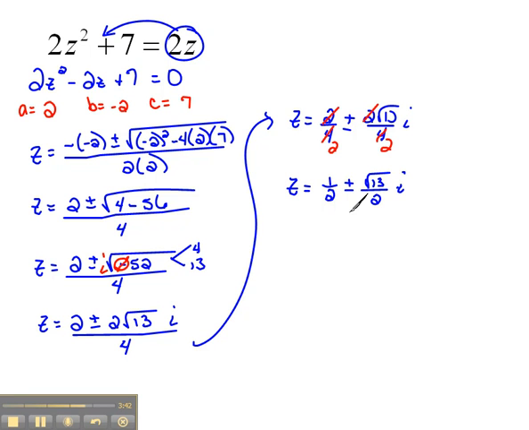And this is a compact way of writing two separate problems. So our solution set will look like 1/2 plus the square root of 13 over 2i and 1/2 minus the square root of 13 over 2i. So there are our two answers to that quadratic problem.